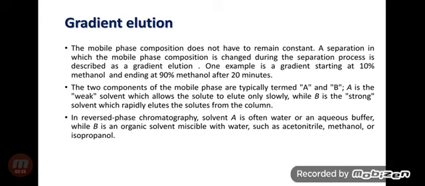The two components of the mobile phase are typically termed A and B. A is a weak solvent which allows the solutes to elute only slowly, while B is a strong solvent which rapidly elutes the solutes from the column. In reverse phase chromatography, solvent A is often water or an aqueous buffer, while B is an organic solvent miscible with water such as acetonitrile, methanol, or isopropanol.